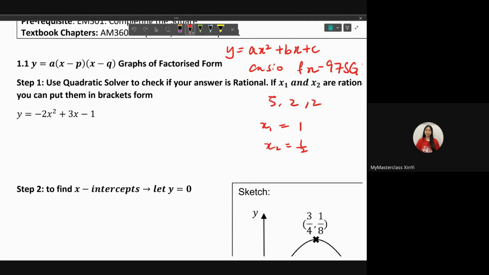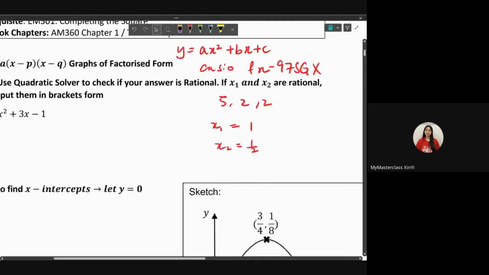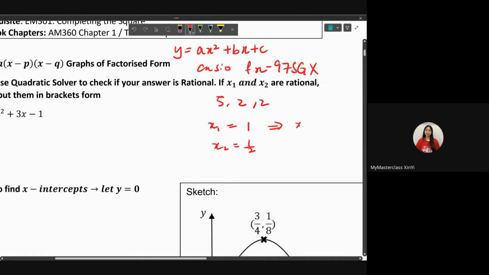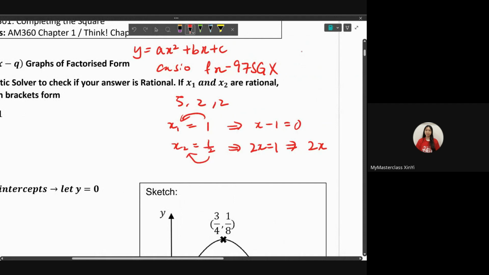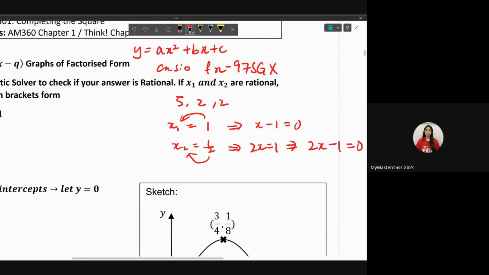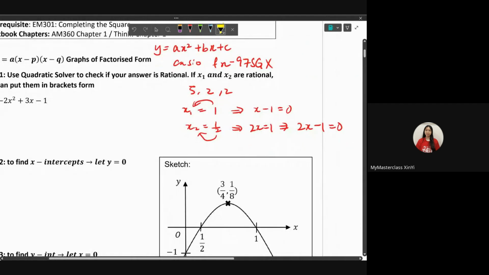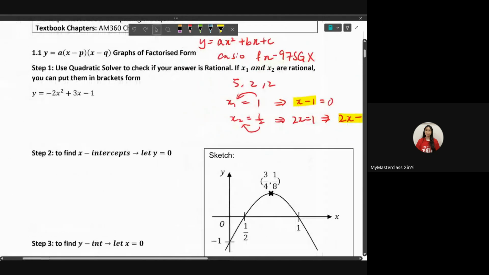So you're going to work backwards from here. Over here, this just means x minus 1 equals 0, so you shift this over. For the second x value, you shift this over also. First you multiply by 2 on both sides, then you get 2x equals 1, then you will have 2x minus 1 equals 0. So technically your factors are this and this. That is the shortcut way.